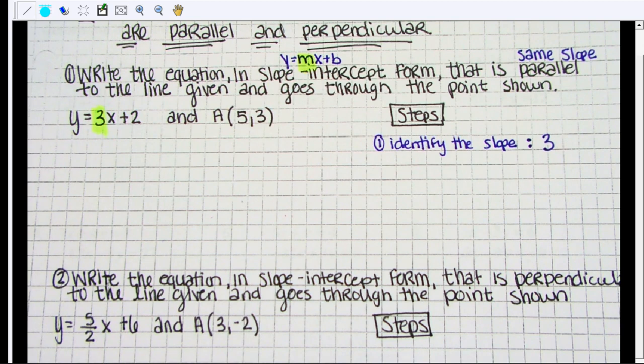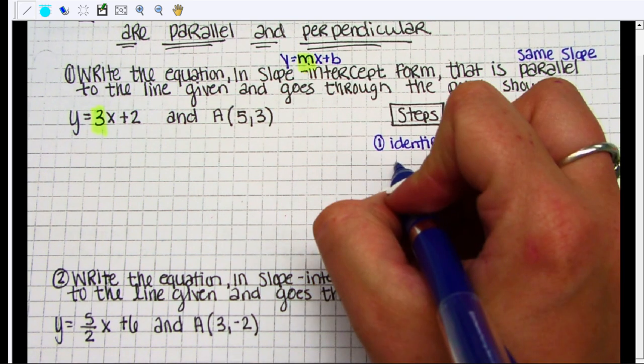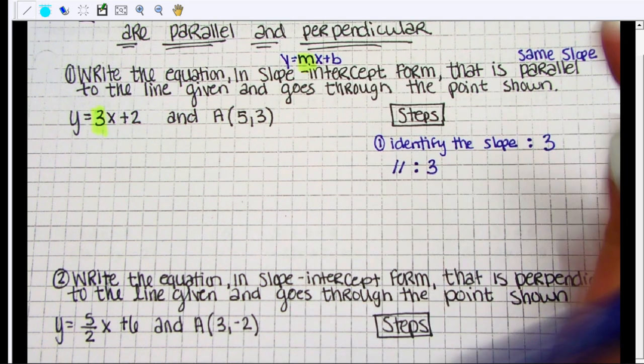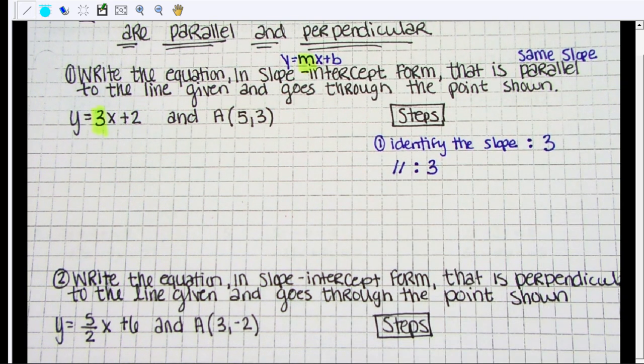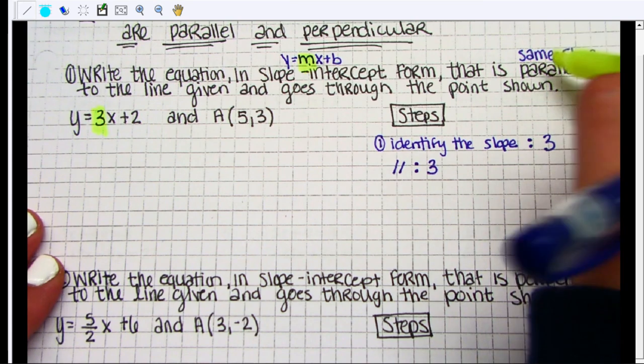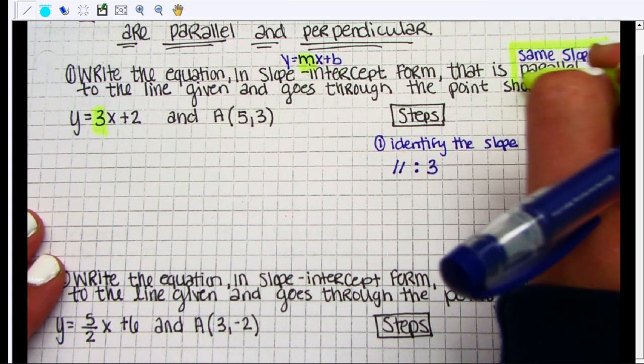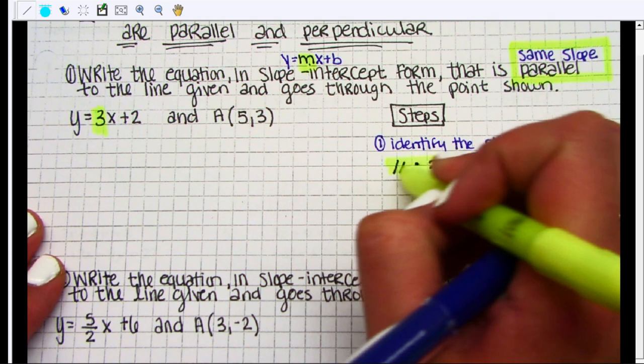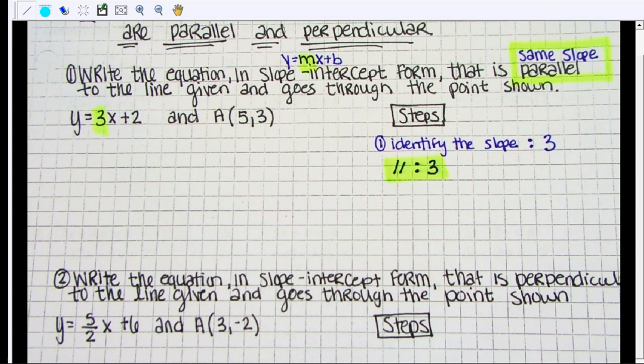Do I need to change this, or should I keep it the same? If I want my slope to be parallel, should I change 3 at all? No. Parallel means same slope. So I'm going to write right here, parallel. I want my slope to stay 3. I don't want to change it. I know that I want it parallel because it is telling me right here, hey, make the slope the same. Literally, we've done no math. We've just identified 3 and we just wrote it down. Okay.